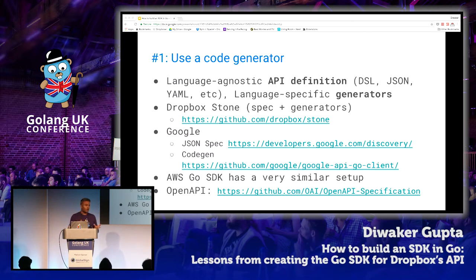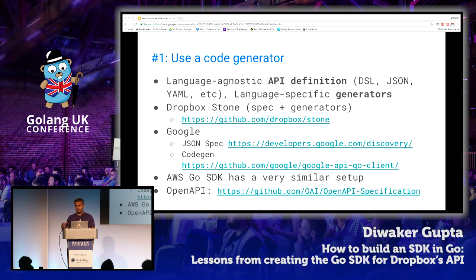When we talk about how to use code generation for SDKs, there are really two parts to it. First, you need to define what your API is. And the API specification can be done using a domain-specific language that's designed specifically for that purpose. Or you can use any existing markup languages like JSON or YAML.